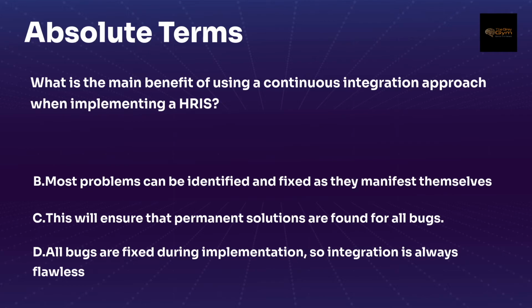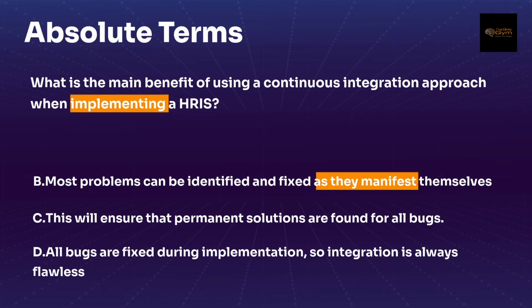Next is option B. Most problems can be identified and fixed as they manifest themselves. Okay, so in this statement, I don't see any absolute terms. It says most problems and not all problems. In addition, as they manifest themselves, tells me that this is an ongoing process which matches the question style. So let's park this one for now and we'll come back to it later.